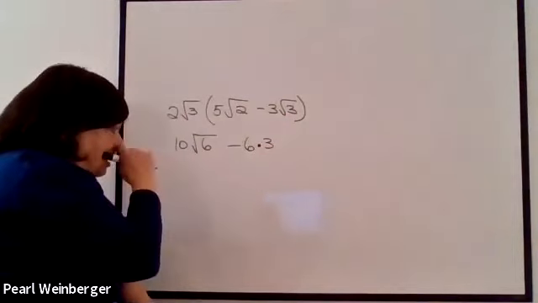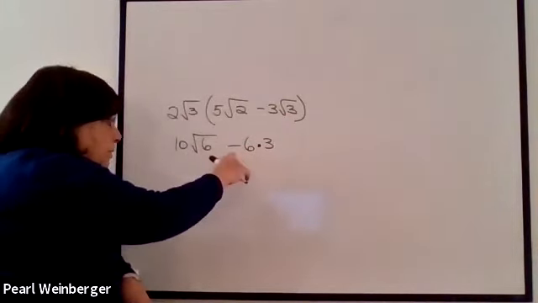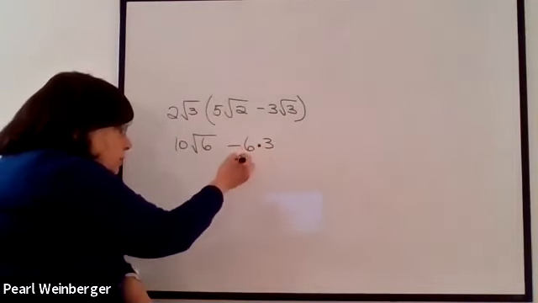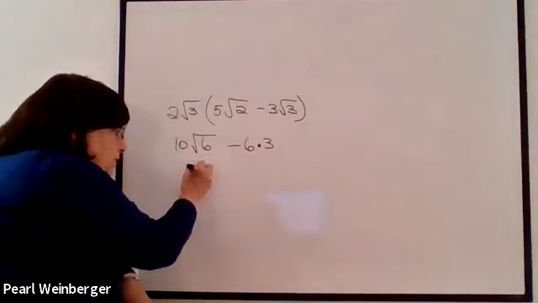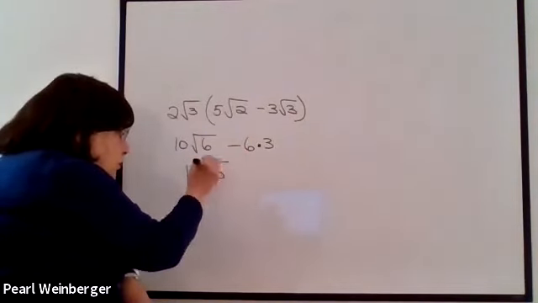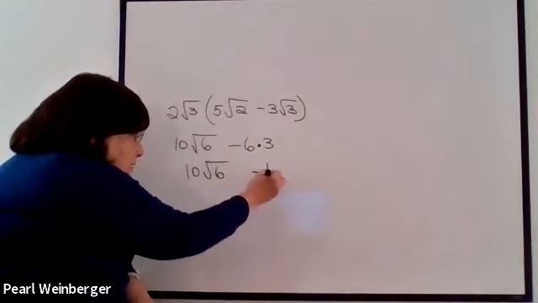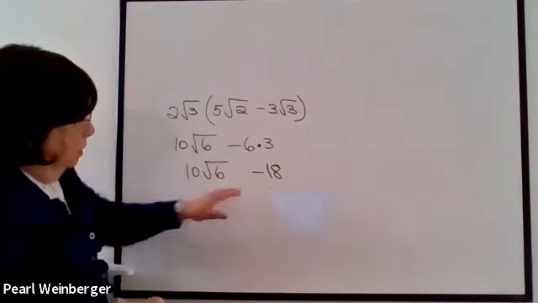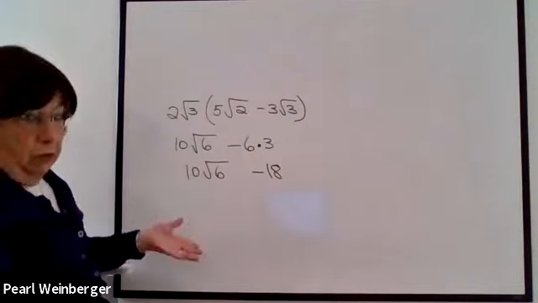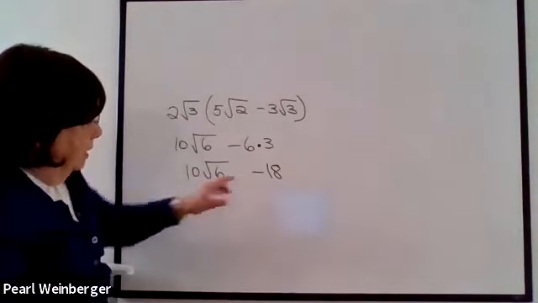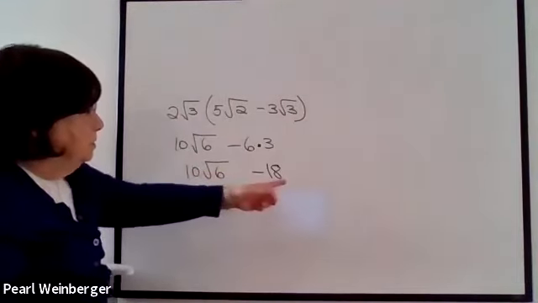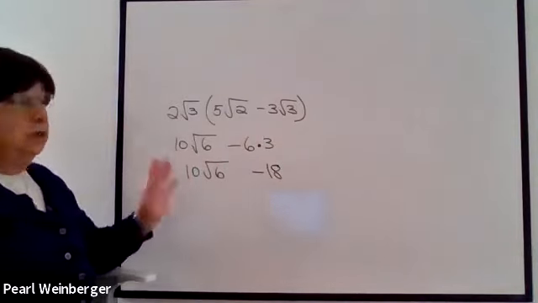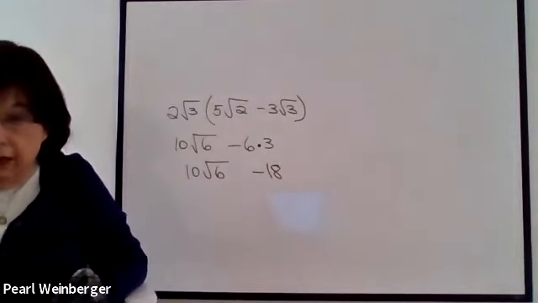So for the second term, I'm getting negative 6 times 3. There's no radical here, so I could multiply these together. So my final answer becomes 10 radical 6 minus 18. And I can't simplify this any further because the 6 can't be broken down any further. And I can't combine the 10 radical 6 and the 18 because this doesn't have a radical 6 next to it. They're not like radicals. This would be my answer.